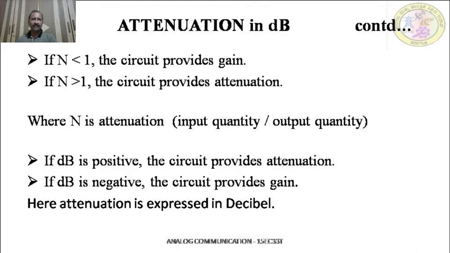If you are calculating attenuation in terms of dB, and dB is positive, the circuit provides attenuation. If dB is negative, the circuit provides gain. Here attenuation is expressed in decibels, that is nothing but 20 log base 10 of Vi divided by V naught, or Ii divided by I naught.